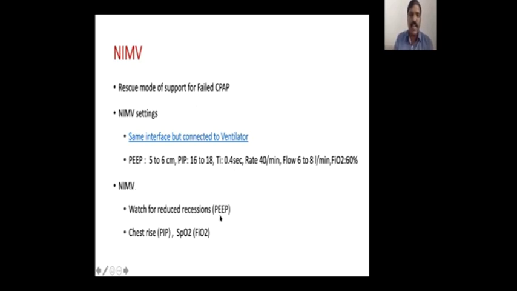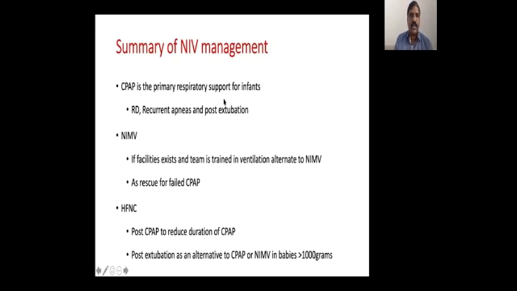So on the ventilator, you need to watch for retractions. If retractions are still there, you may have to increase the PEEP or CPAP on the ventilator. And for chest rise, you look at the PEEP, and for adjusting FiO2, look at the saturations again. So the summary of NIV management is CPAP is a primary respiratory support as we have seen in this baby.